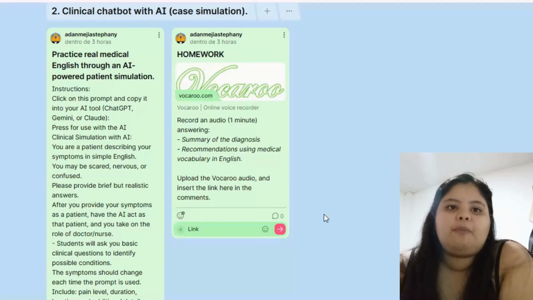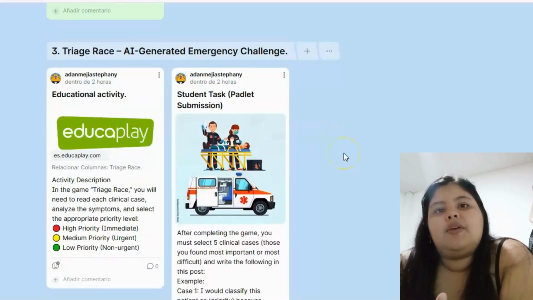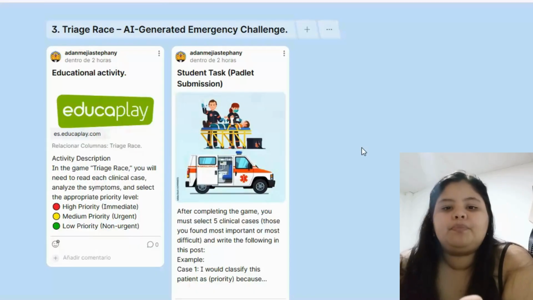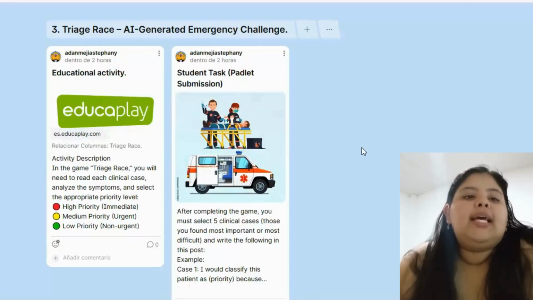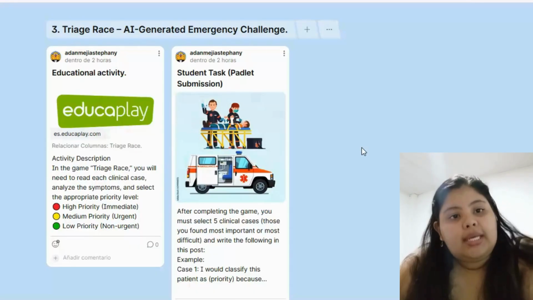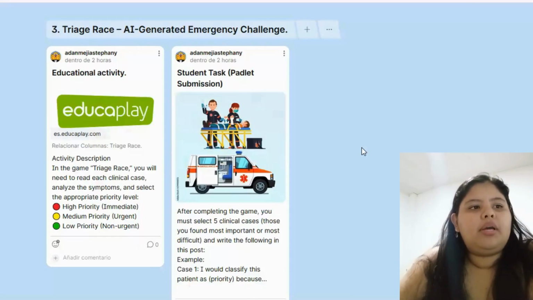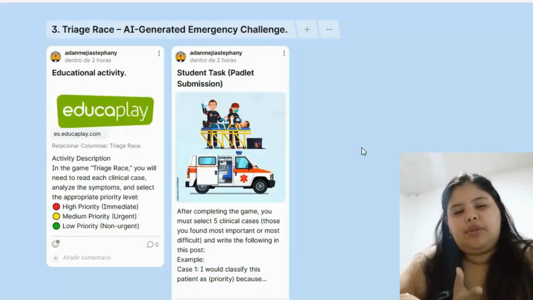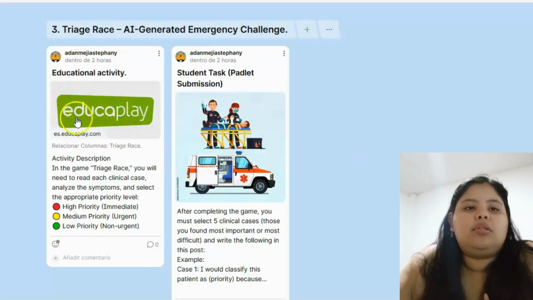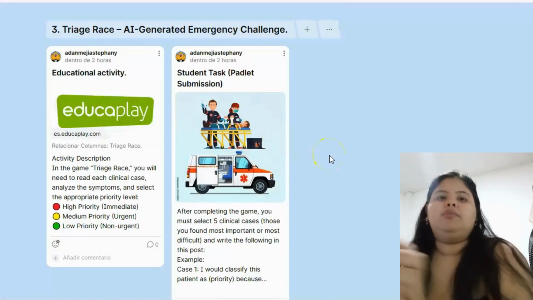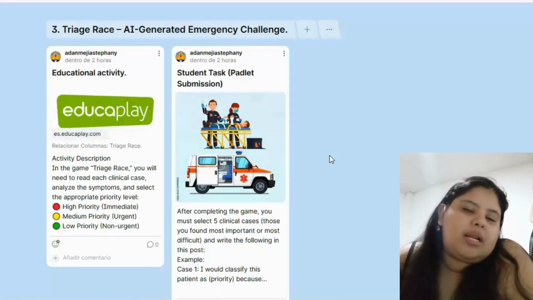Okay, the third phase, called phase 3, is triage race, AI generated emergency challenge. It begins with a game on Wordwall, where the student must match each case with the appropriate legal common practice in hospital emergency.